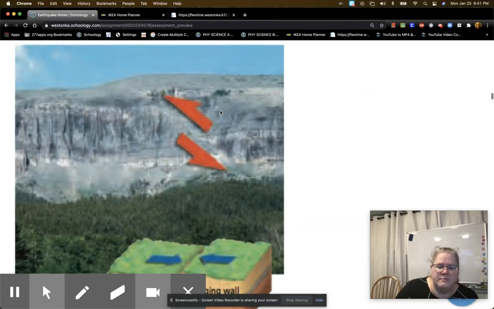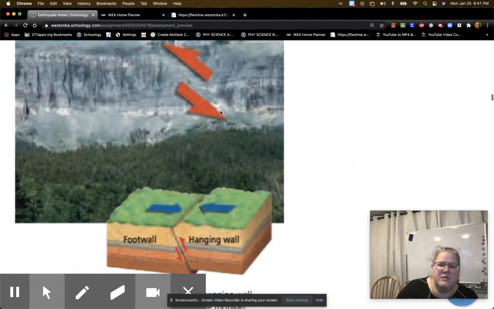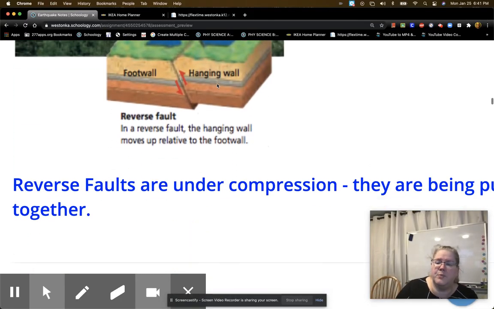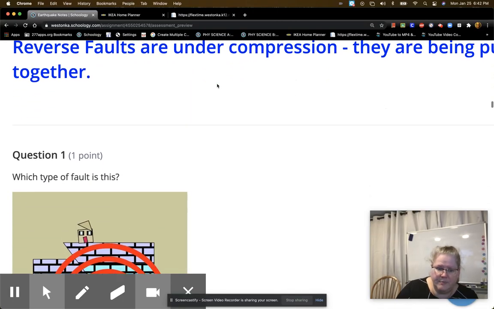This one, now here's where my slide is, right here. And if we look at this, here's a white layer down here on the left side, and that white layer has moved up on the right side. So the hanging wall is sliding up the slide, going in the opposite direction of normal, so that's our reverse fault. And that would be under compression, getting squeezed together.